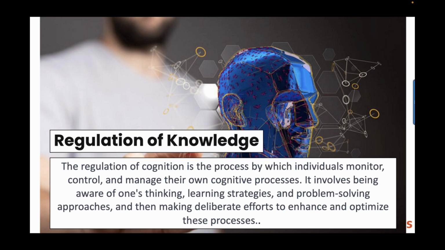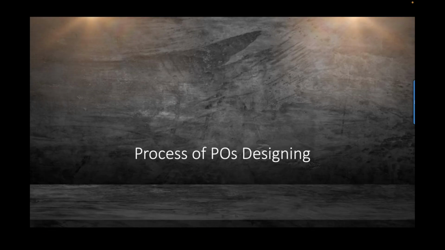And when it comes to regulation, it is a process by which individuals monitor, control and manage their own cognitive processes. It involves being aware of one's thinking, learning strategies, and problem solving approaches, and then making deliberate efforts to enhance and optimize these processes. So, again, you may recall the example which I quoted, about preparing for an exam and then using that experience to prepare for the next exam.